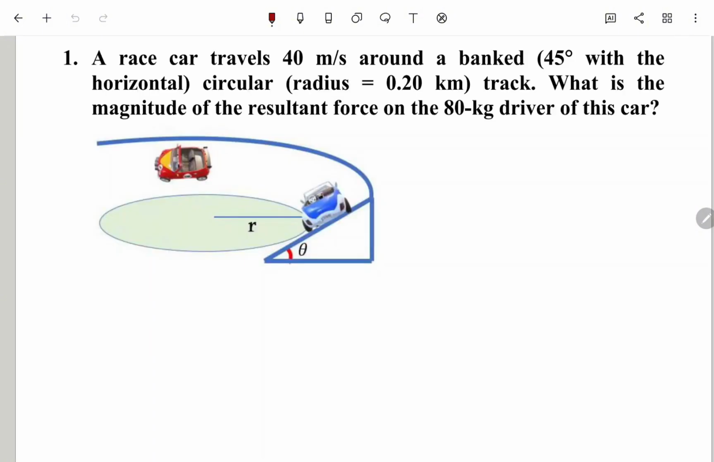Let's start here. A race car travels 40 meters per second around a banked circular track, which is 45 degrees with the horizontal, with radius equal to 0.2 kilometers. What is the magnitude of the resultant force on the 80 kilogram driver of this car? Now here's the race track, and the angle here is equal to 45 degrees.